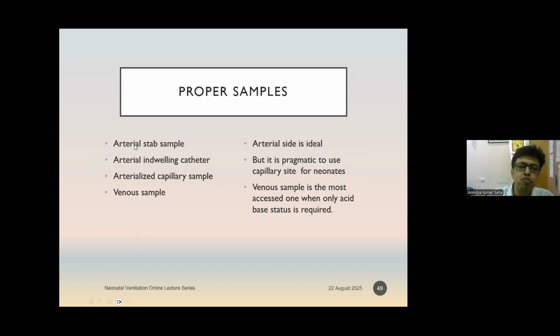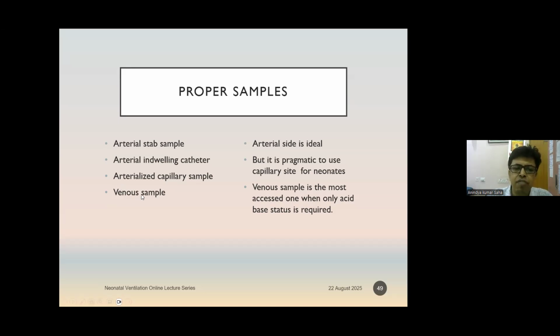Second one is if we do not stab repeatedly, but instead put an arterial catheter, like an umbilical artery catheter or a peripheral radial artery catheter. The other arteries are not permissible for cannulation in the case of a neonate. The most pragmatic one is the arterialized capillary sample, that is the capillary sample from the heel prick, and it is made to act in a similar way to arterial blood.